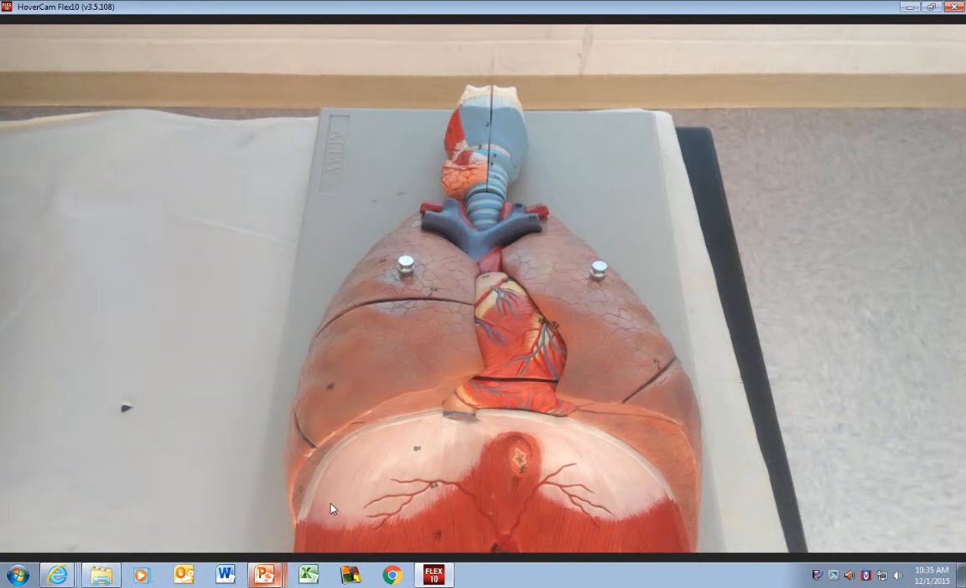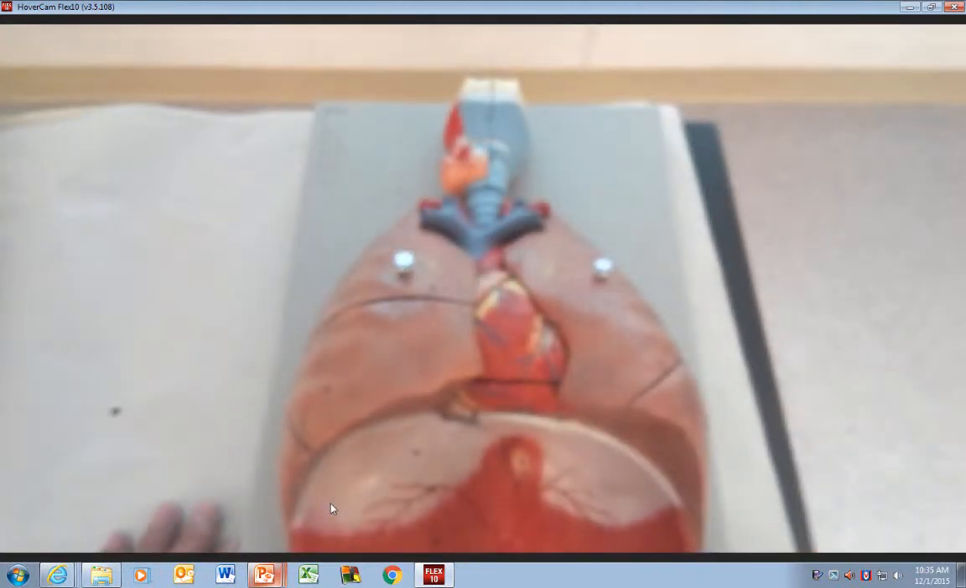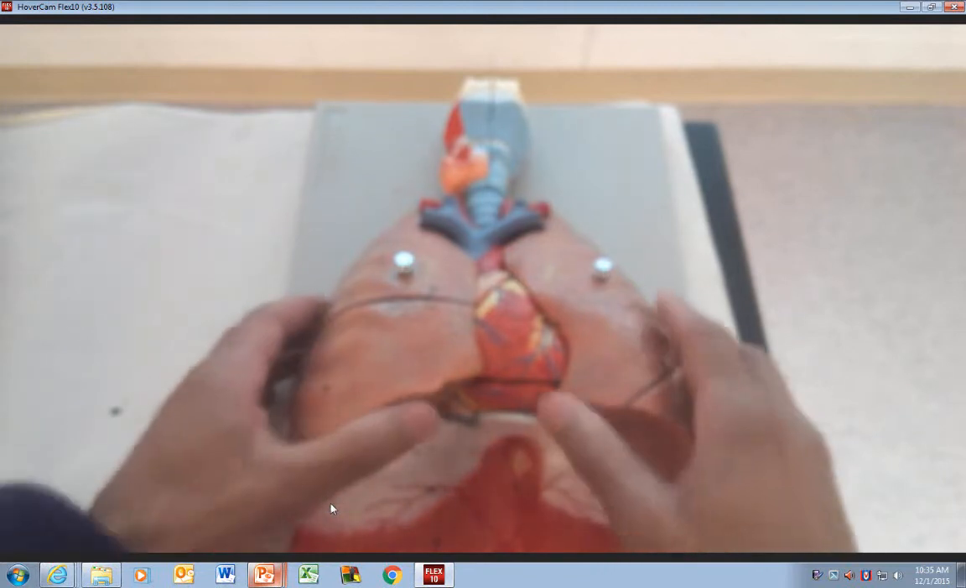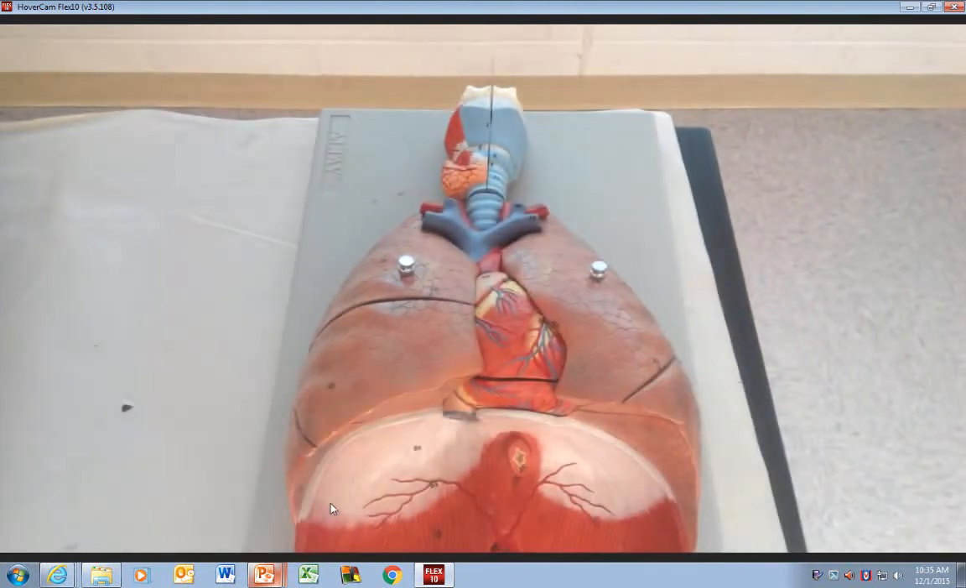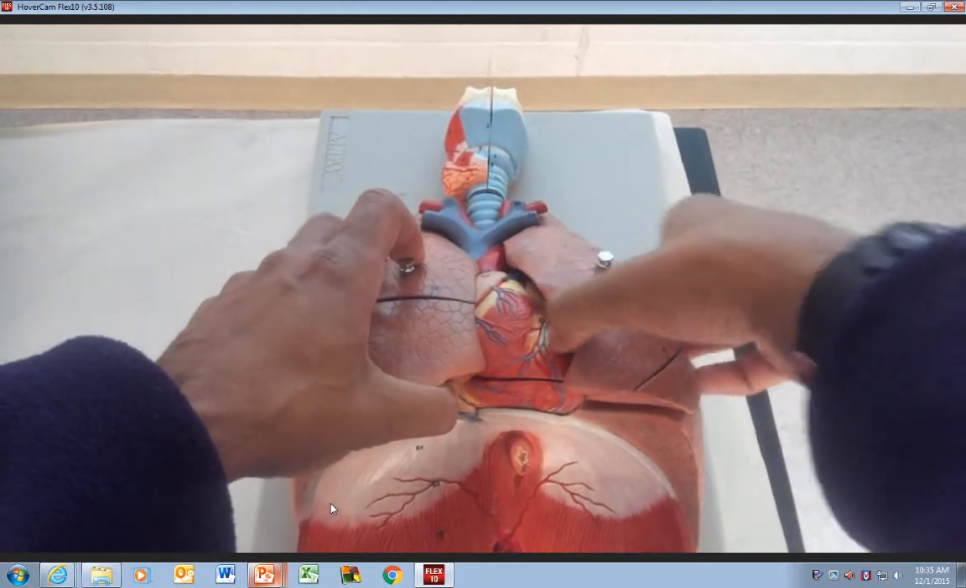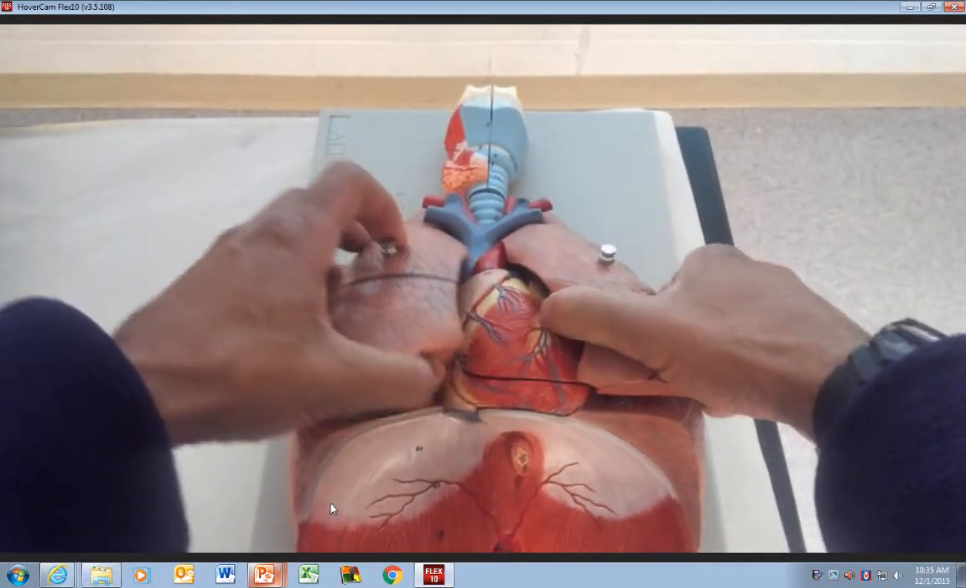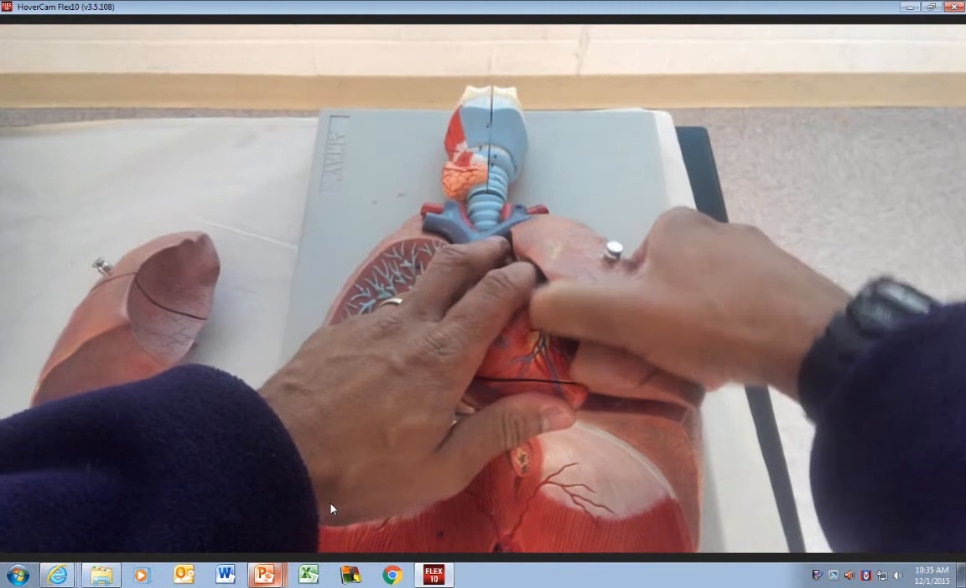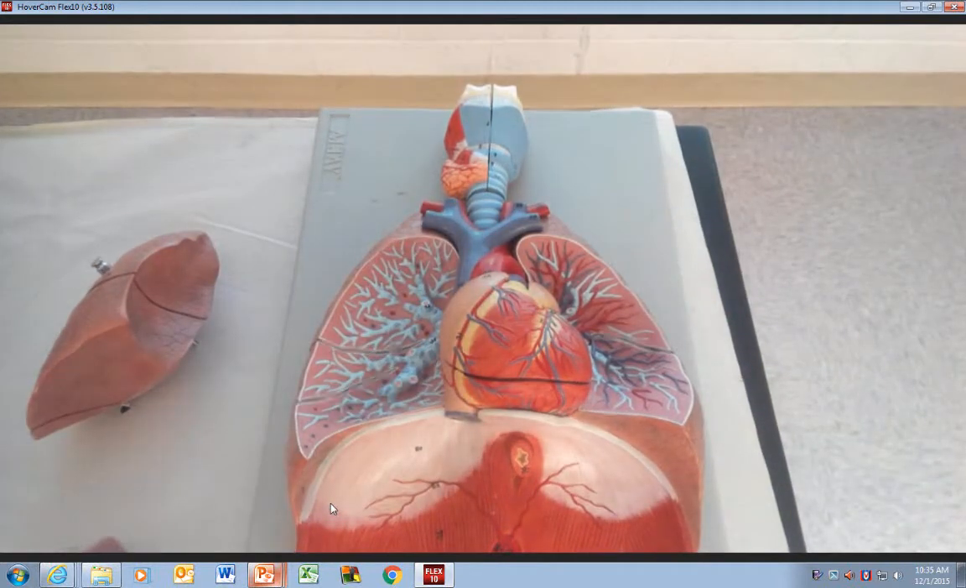Take a look at this model. We are going to explore the pulmonary and systemic circuit. So I'm going to go ahead and take these lobes of the lungs out, and we're going to break down what's going on here.